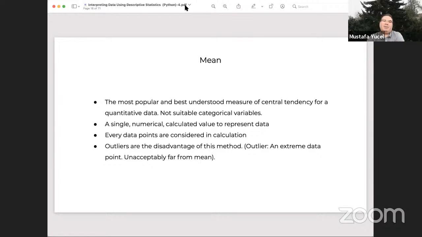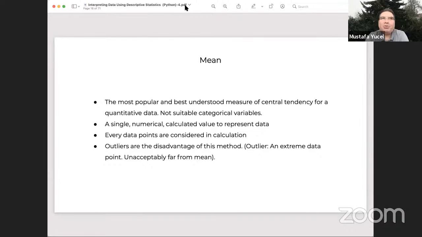Here, the logic is simple. Mean, everybody knows it's the average. You sum up all data points and then you divide by the number of data points, and then you get the mean. But although it's very simple, in my understanding, this is the base of statistics.